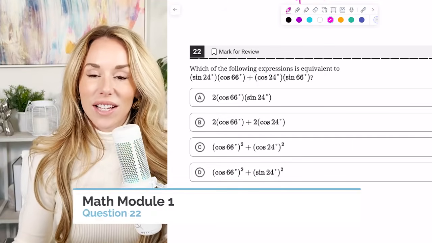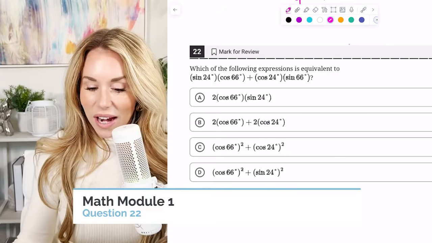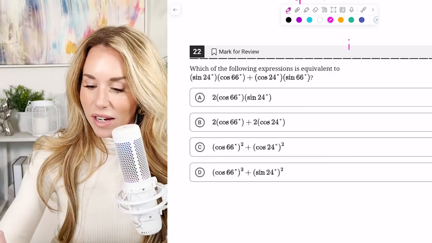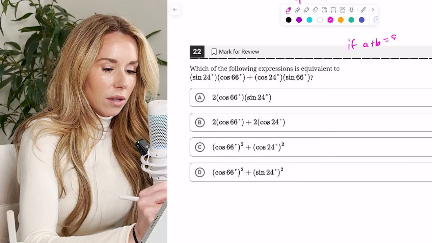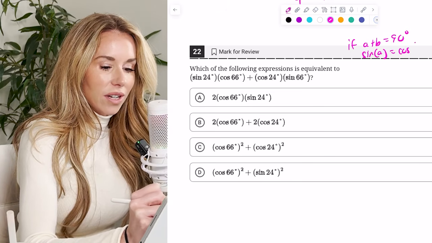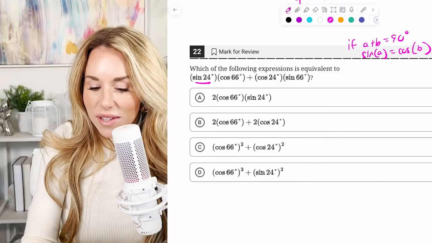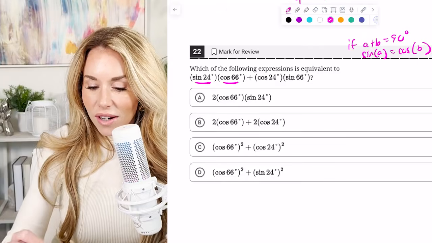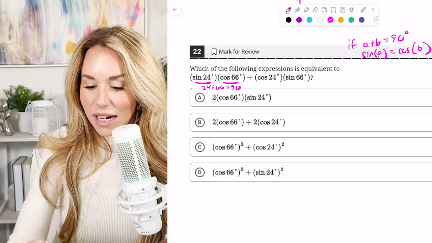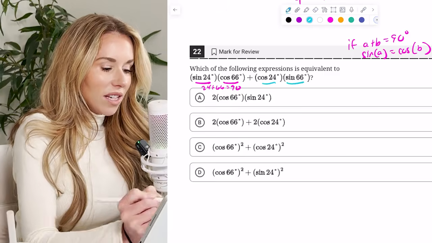This question is derived from the complementary angles rule, which basically states if two angles are complementary, then the sine of one of the angles is going to equal the cosine of the other angle. So that means this and this equal each other, because 24 plus 66, they're complementary. And then that means this and this equal each other.